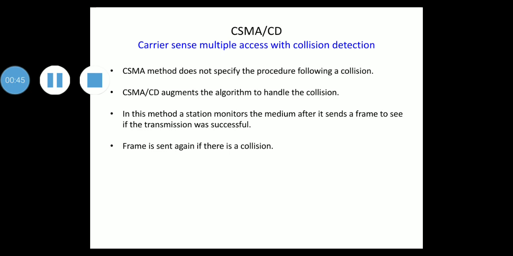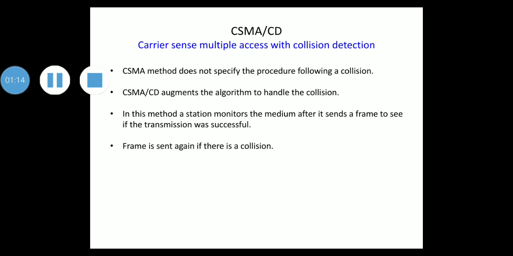In this method, a station monitors the medium after it sends a frame to see if the transmission was successful. If the transmission is successful, the station is finished. If, however, there is a collision, then the transmission is not successful and the frame is sent again.